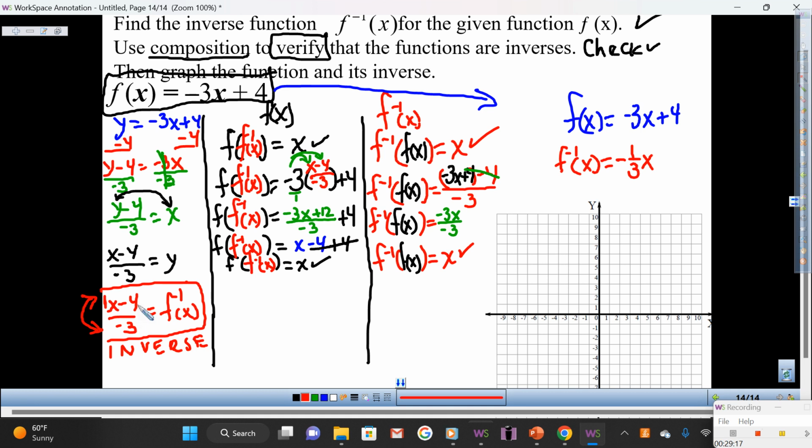Next, what is negative 4 divided by negative 3? Positive 1.3.